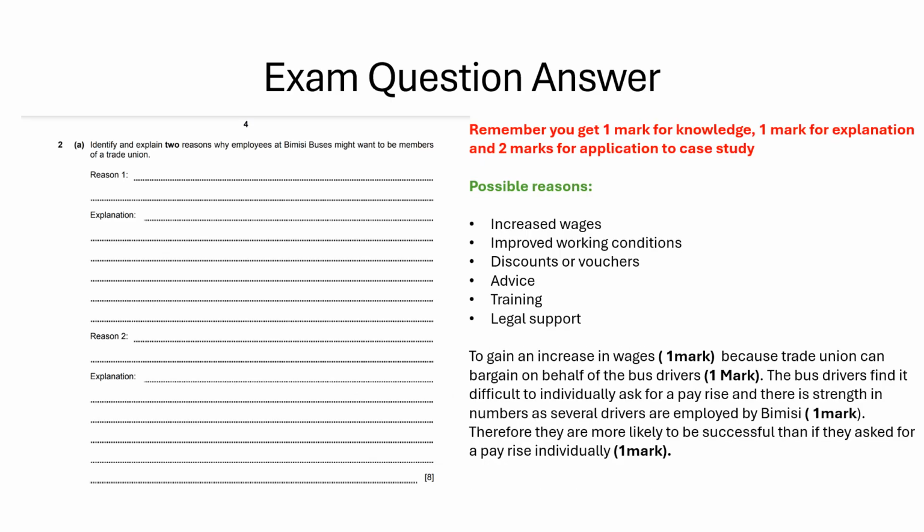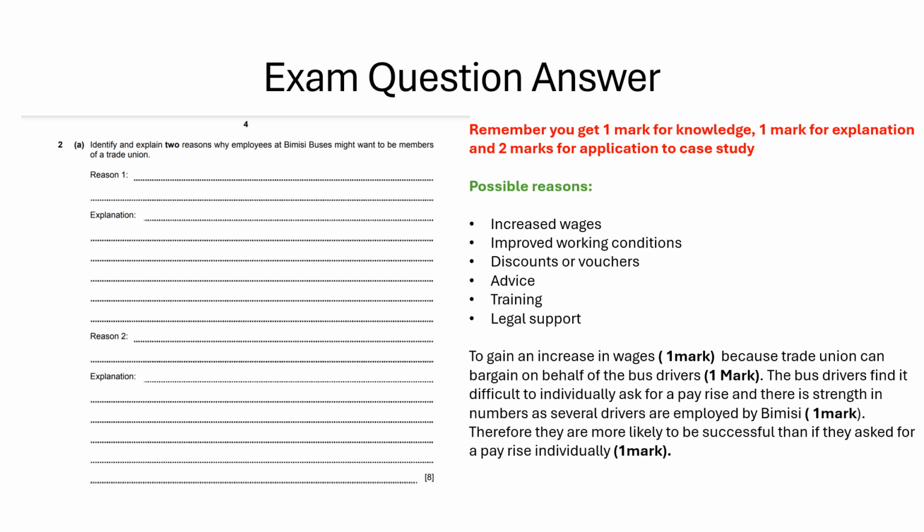Okay, now let's go through a possible answer that you can write for this exam question. Again, remember that this question is to identify and explain 2 reasons why employees at BIMSI buses might want to be members of the trade union. You've got to give 2 reasons and explanations, and that equals 8 marks. For this question, you are going to get 1 mark for knowledge, 1 mark for explanation, and 2 marks for the application to a case study. So per reason, you will get 4 marks in total.